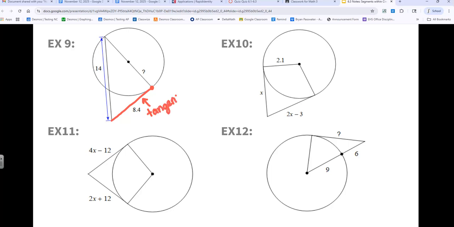One of the things you'll have to do on the quiz is it'll just give you a picture and you'll have to name different segments. So we want to be able to do that. This is a tangent. Okay? And it's asking us here for this piece right there. That's what we want to know. Now that is a radius. And we just learned a tangent and a radius have to be perpendicular at their point of tangency, correct?